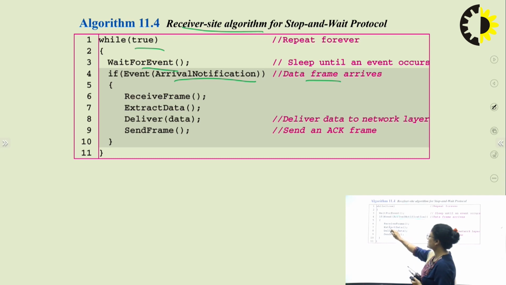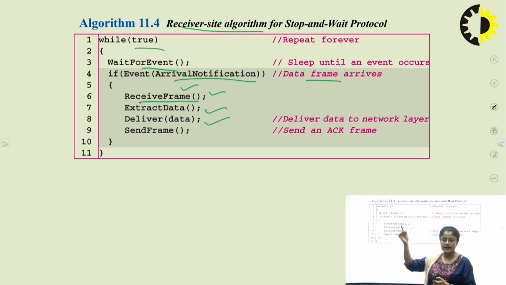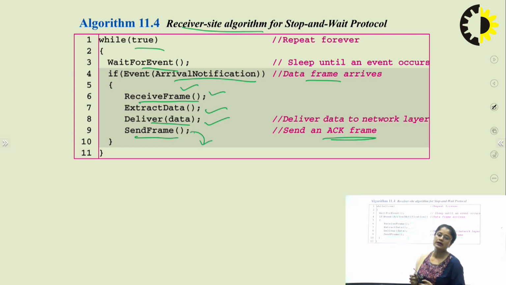Fine. So once the data has come from the physical layer, if you remember, frames are being transmitted via the physical layer. So what the receiver does, it receives the frames, extracts the data from the frames, and then this data is delivered to the next higher layer, which is the network layer. And then once the data is delivered to the network layer, it sends an acknowledgement frame to the sender.